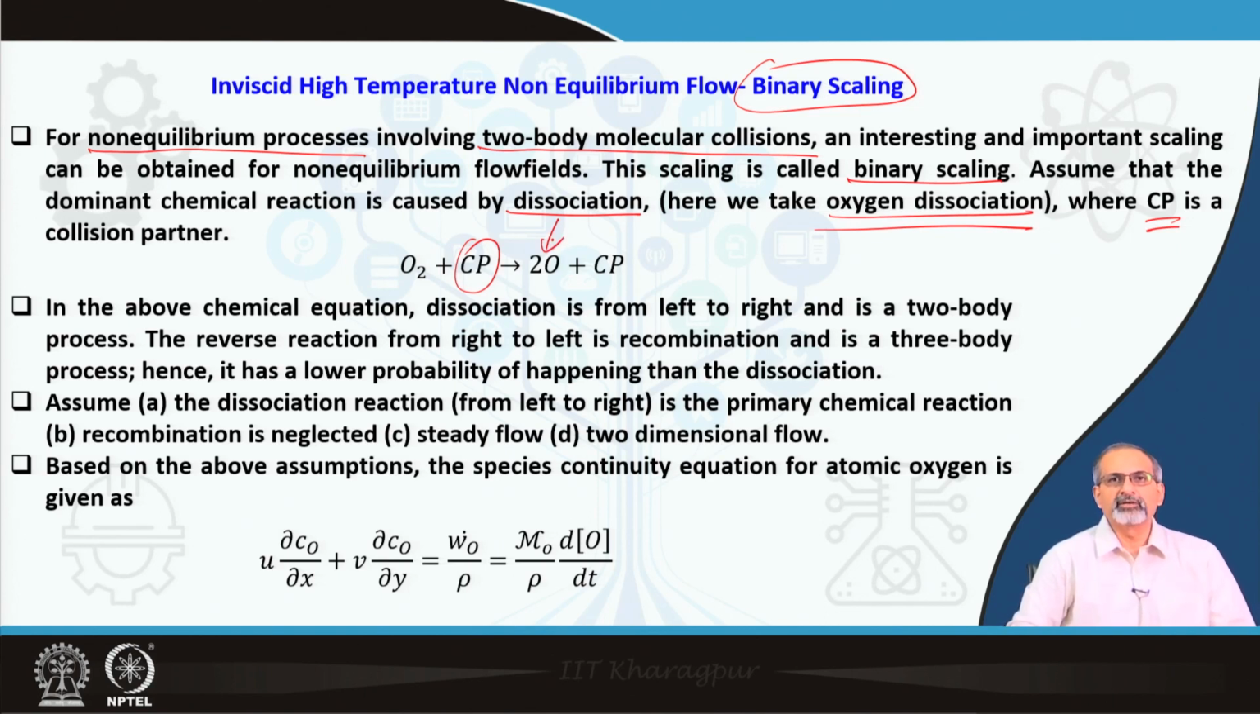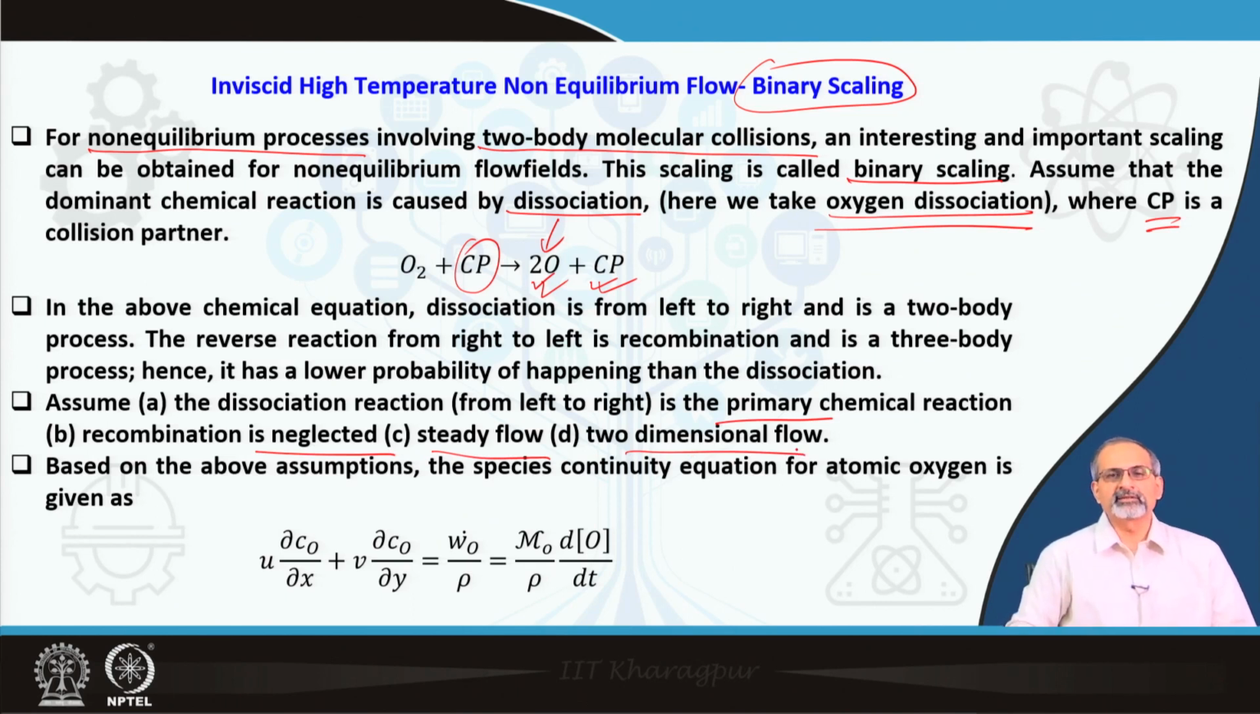In the above chemical equation, the dissociation occurs from left to right, and it is essentially a two body process. The reverse reaction, which can occur from right to left, is recombination. It is a three body process because you have two here and one here, and has lower probability than the dissociation reaction. We make a few assumptions here: the dissociation reaction is the primary one, and recombination is entirely neglected. We talk about steady flow and two dimensional flow.